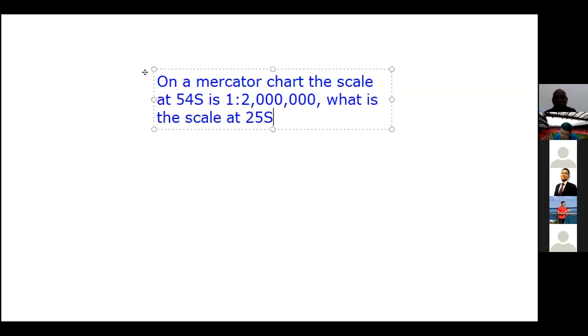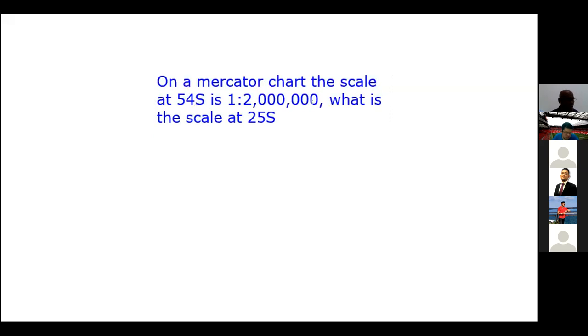Who all got it, or who all didn't get it? It's a simple thing. Use the same formula: denominator A by denominator B is equal to cos A by cos B. So you will get 1/3 million.